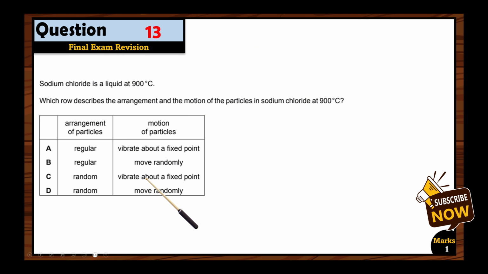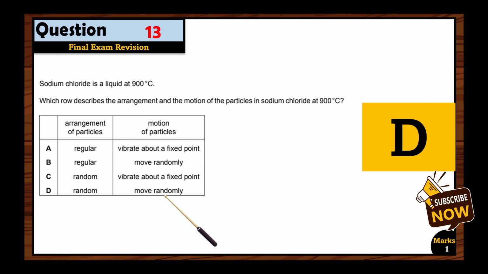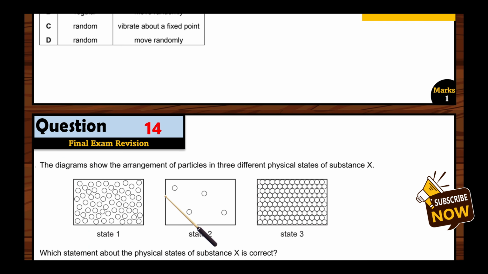Now let's see the motion of the particles. Vibrate about a fixed point. No, that is always in a solid. So we are talking about the liquid. So it means it is moving randomly. So option D is correct. I hope you got this point.